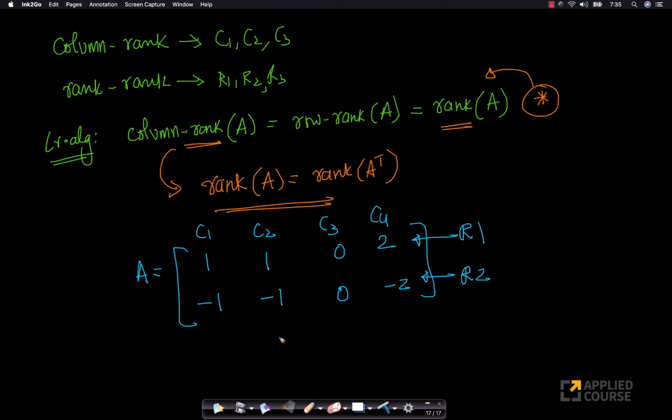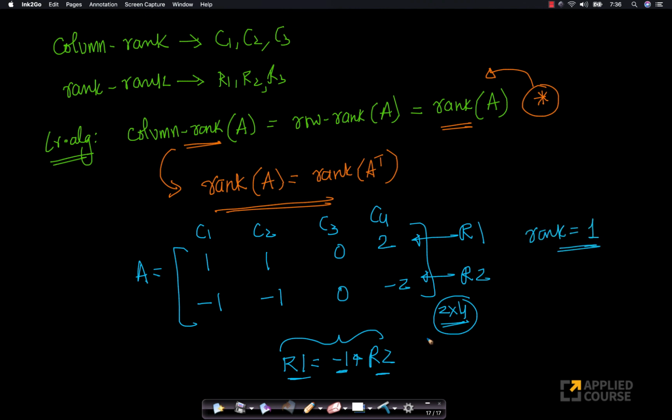Now, if you notice, there is a very simple equation here. Your row 1 is equal to minus 1 times row 2. Again, look at this. This is a 2 cross 4 matrix, 2 rows and 4 columns. So, your row 1 and row 2 are not linearly independent because I can represent row 1 as some constant times row 2. So, what is the rank of this matrix? The rank of this matrix is going to be equal to 1, not equal to 2.